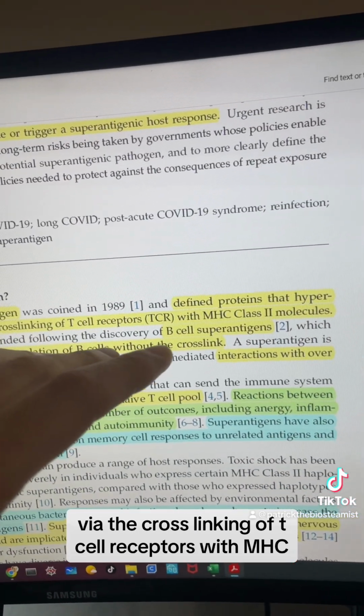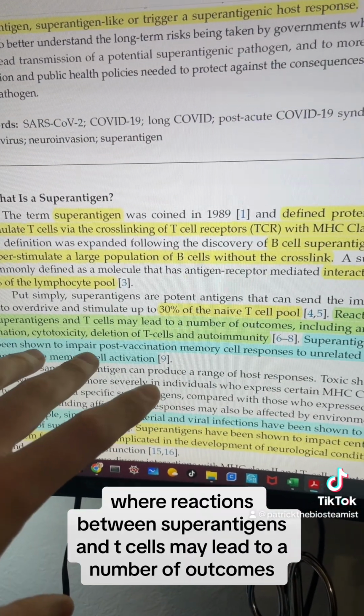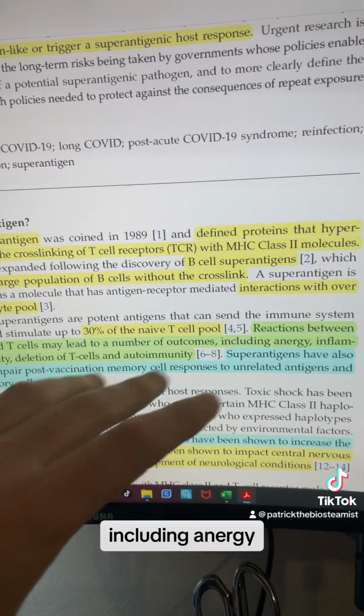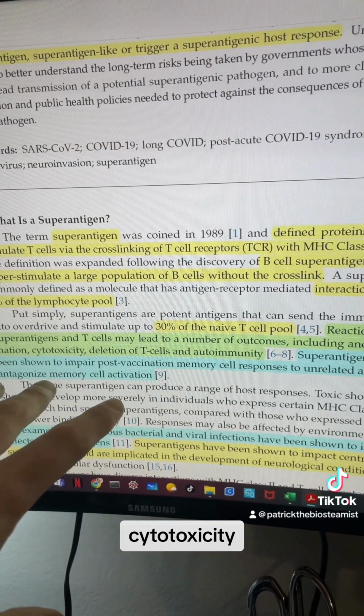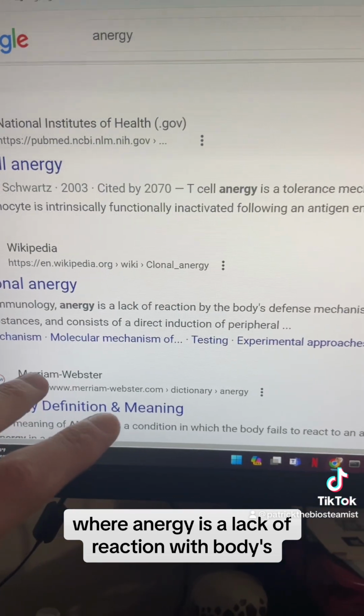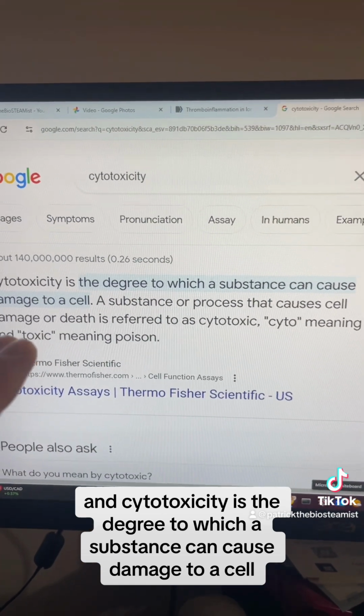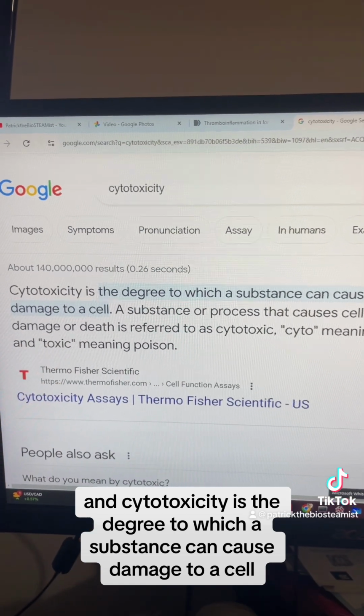with MHC class II molecules, where reactions between superantigens and T cells may lead to a number of outcomes, including anergy, inflammation, cytotoxicity, deletion of T cells, and autoimmunity, where anergy is a lack of reaction by the body's defense mechanism to foreign substances, and cytotoxicity is the degree to which a substance can cause damage to a cell.